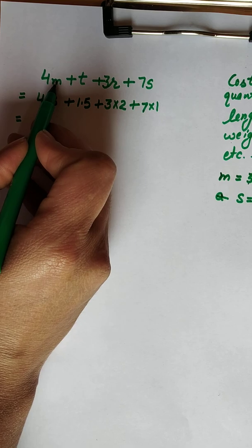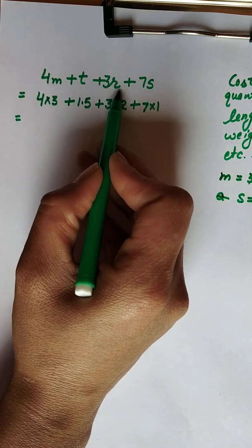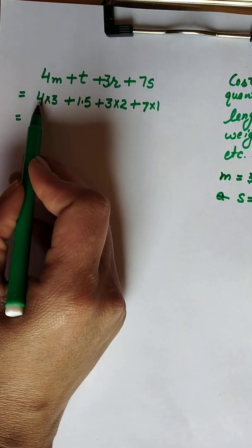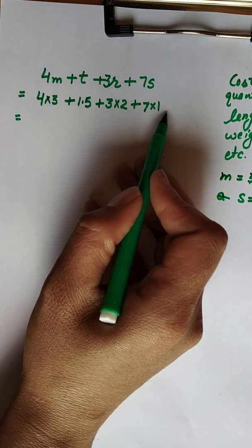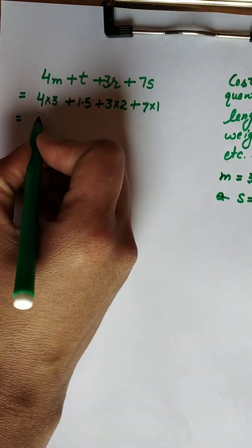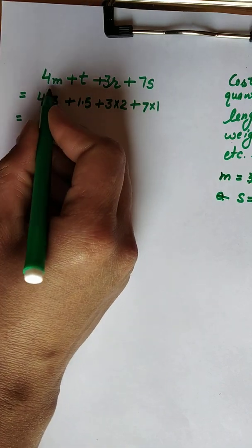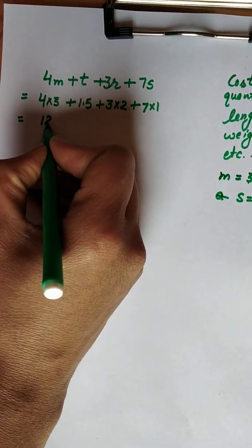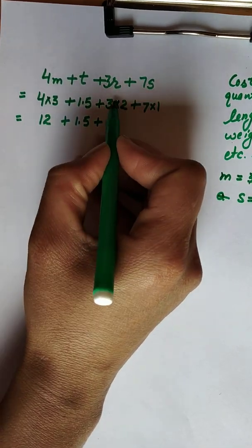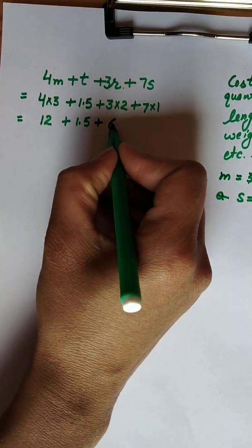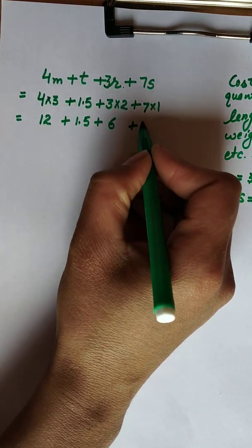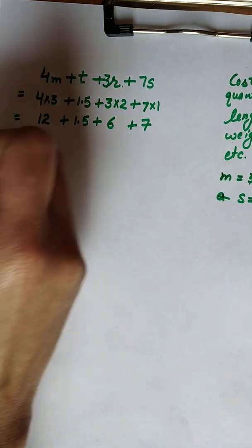This is how you have to sort out your sums. 4M means 4 times M, no? 3R means 3 times R. 7S means 7 times S. So when you are substituting the values, you must write 4 times 3, 7 times 1 and all. Okay, now there were 4 different types of things. So we should have 4 different values here. That means 4M is equal to 12. T is 1.5. Then 3R is 6. The cost of 3R, 3 times R, 3 times 2, which is 6. And 7S is 7.